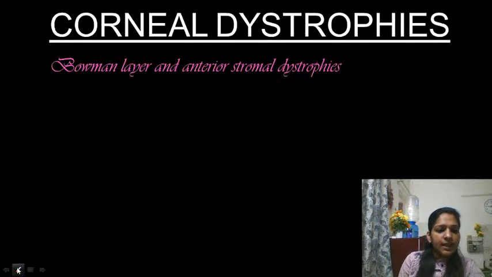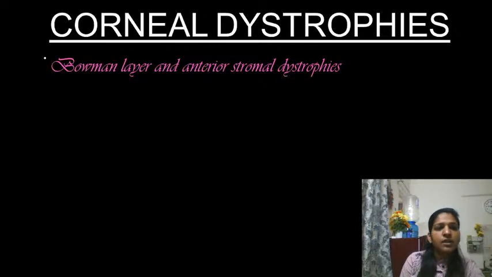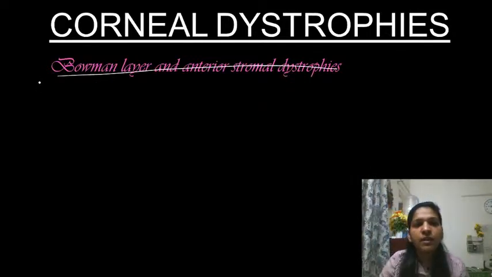Now the second class of dystrophies is Bowman's and anterior stromal. Can anyone just enumerate the names of Bowman's and anterior stromal dystrophies? Anyone?